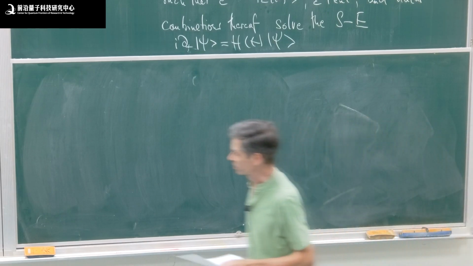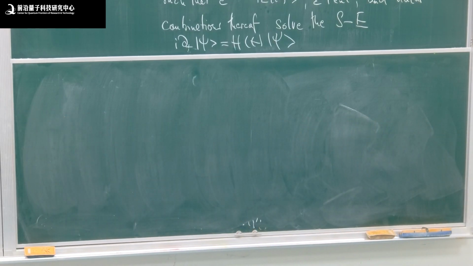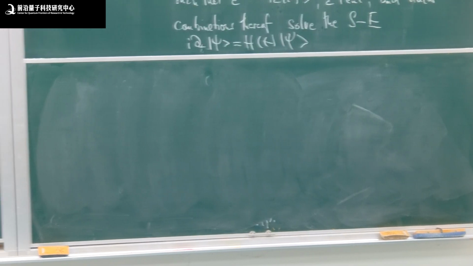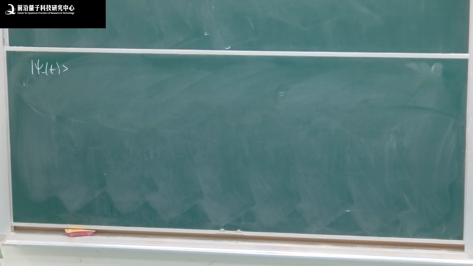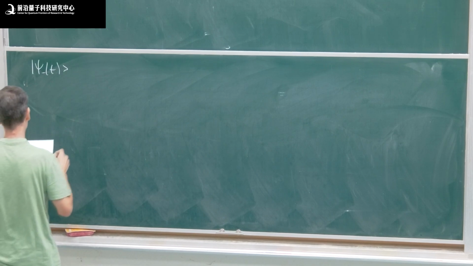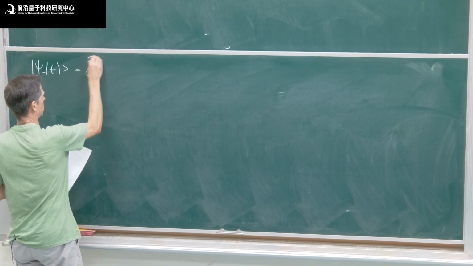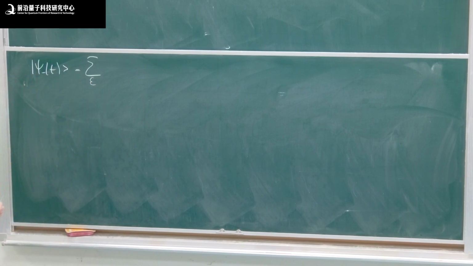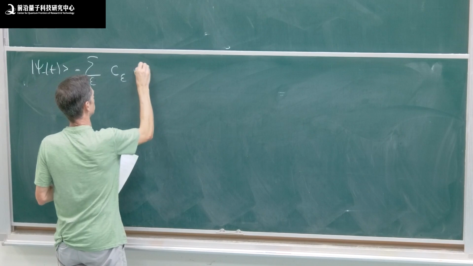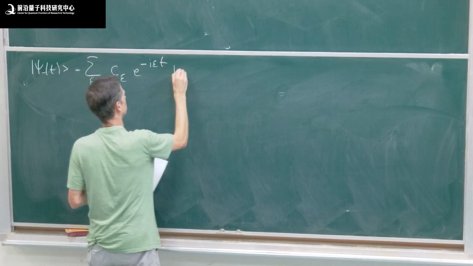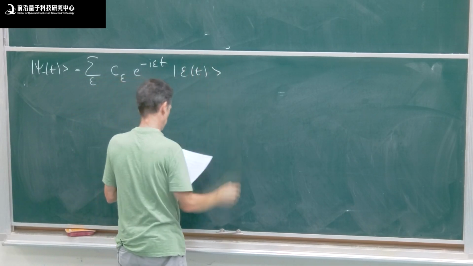Okay, so this means, as I said, any solution psi of t of the Schrödinger equation can be written as, let's say I still have these constant expansion coefficients to take care of the initial conditions. So psi of t I can write as a sum over epsilon, which are the quasi-energies, and the associated eigenstates: c_epsilon e to the minus i epsilon t times phi_epsilon of t.